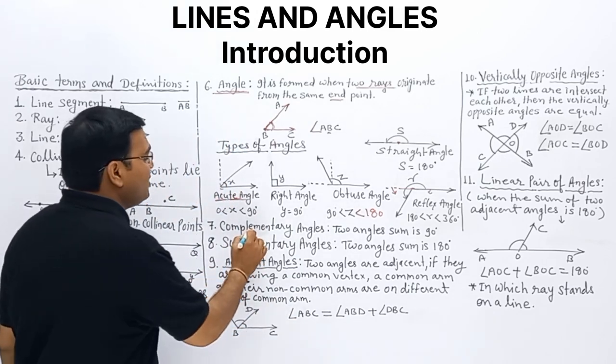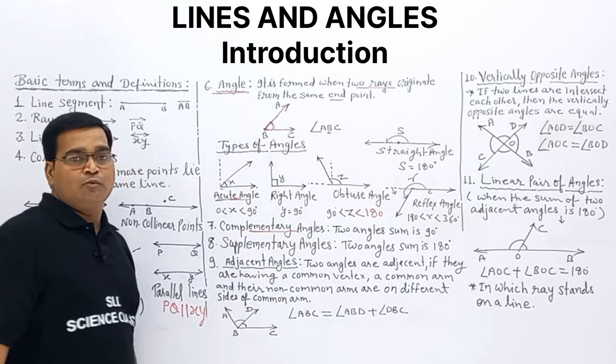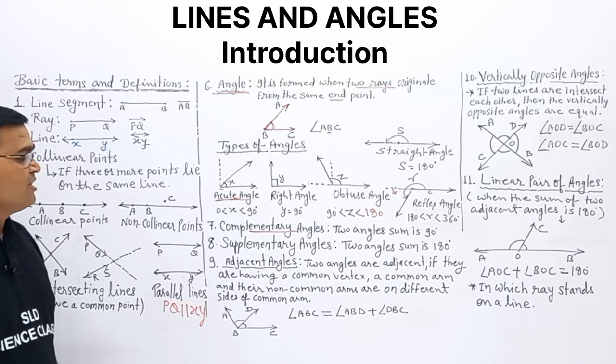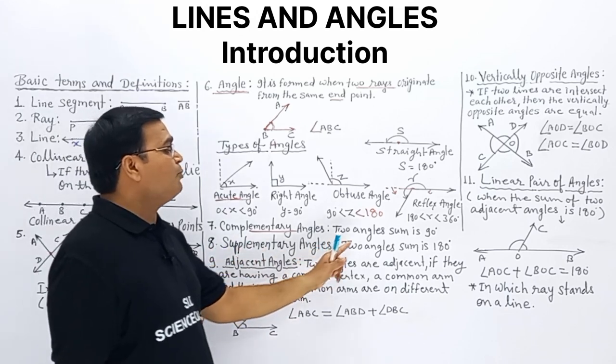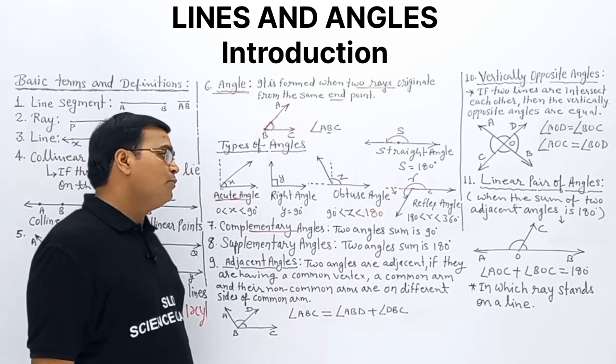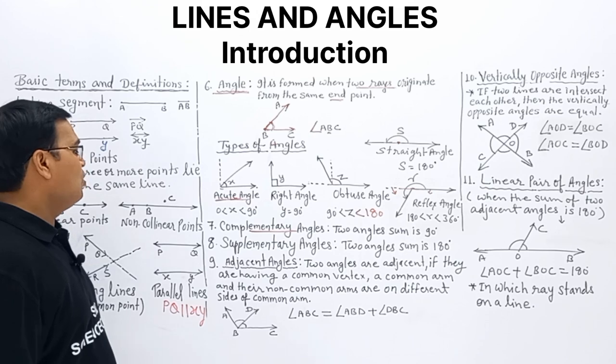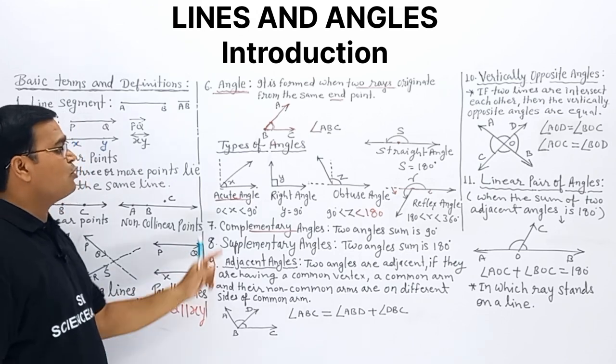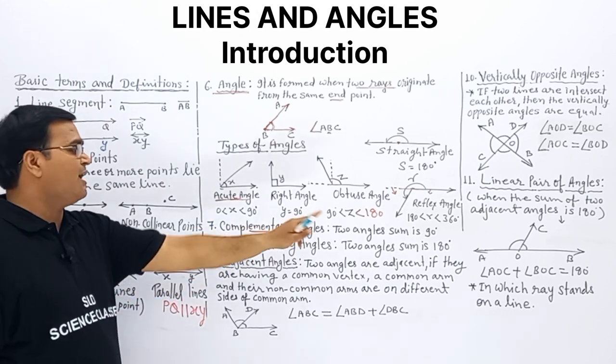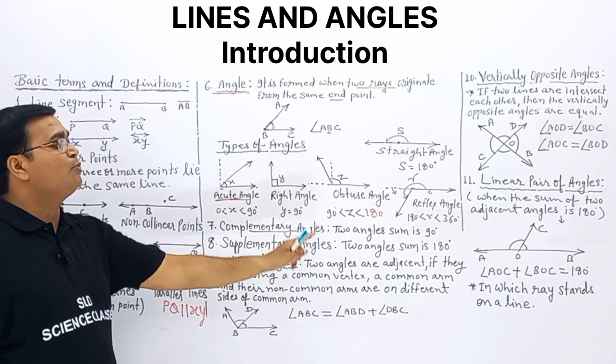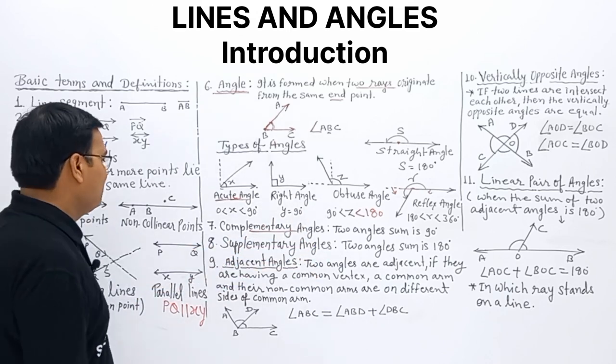Complementary. Complementary means the sum of two angles will be 90 degrees. Supplementary means the sum of two angles will be 180 degrees. Clear? So you should know these things. Complementary means the sum of two angles is 90 degrees. Supplementary means the sum of two angles is 180 degrees.